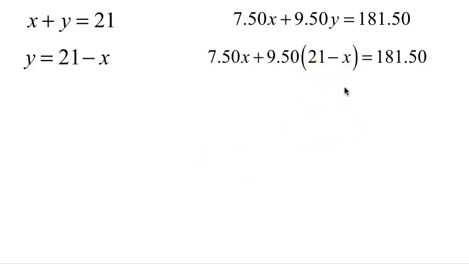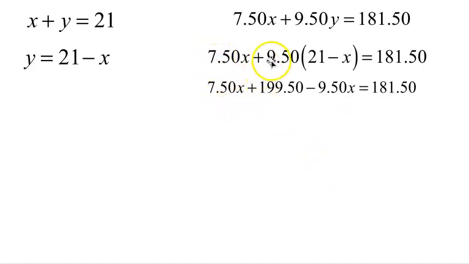So the 7.50x comes down, then I have to distribute. 9.50 times 21 is 199.5. So notice how we distribute: 7.50x plus 199.50 minus 9.50x equals 181.50. Adding the like terms together, 7.50x minus 9.50x is negative 2x. So the left side is negative 2x plus 199.50 equals 181.50.